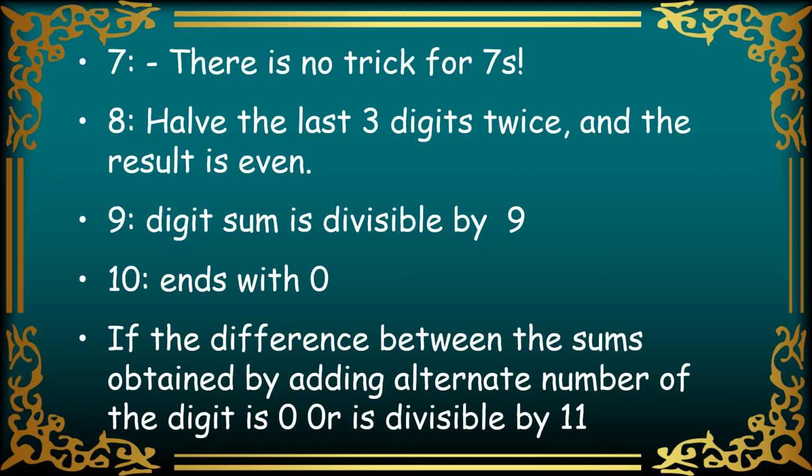For 11, if the difference between the sums obtained by adding alternate digits of the number is 0 or is divisible by 11. Okay, for 11 also you should know the table of 11. And if the difference between the sums obtained by adding alternate digits of the number is 0, then you say it is divisible by 11.